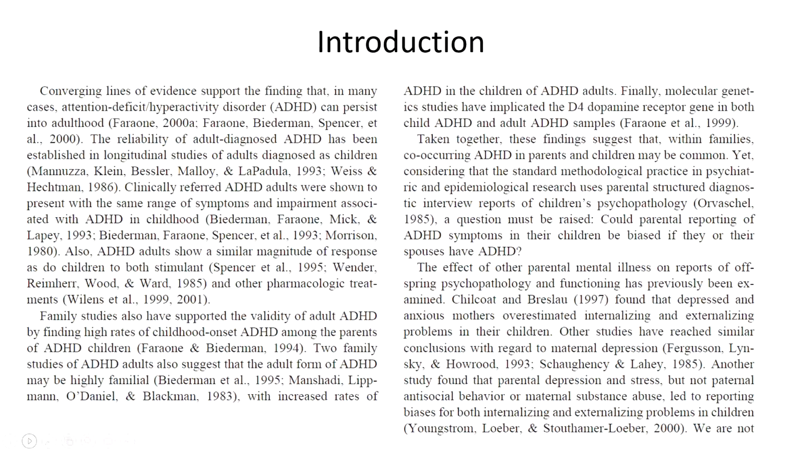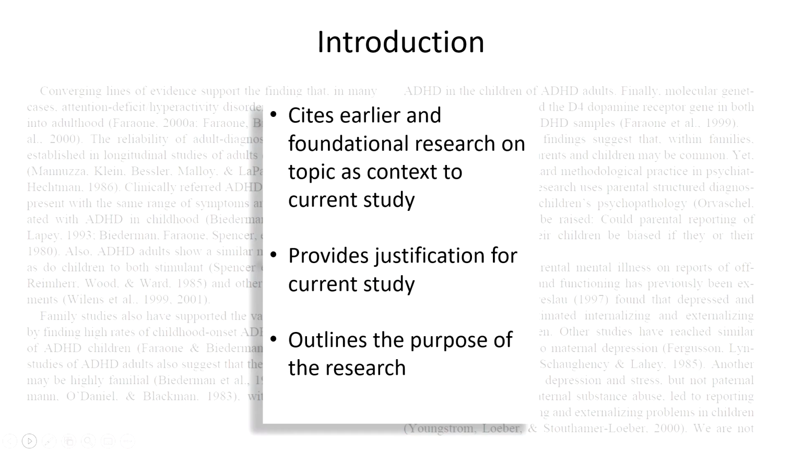After the abstract, typically you'll then find an introduction. First, it typically cites earlier and foundational research on a topic to add context to the current study. No researcher is doing their research completely within a vacuum. They have always read earlier or foundational research on the same topic, and that is typically how they get to the point where they want to perform a certain type of research going forward or do a certain type of study. So in this introduction, this is where that information comes out.